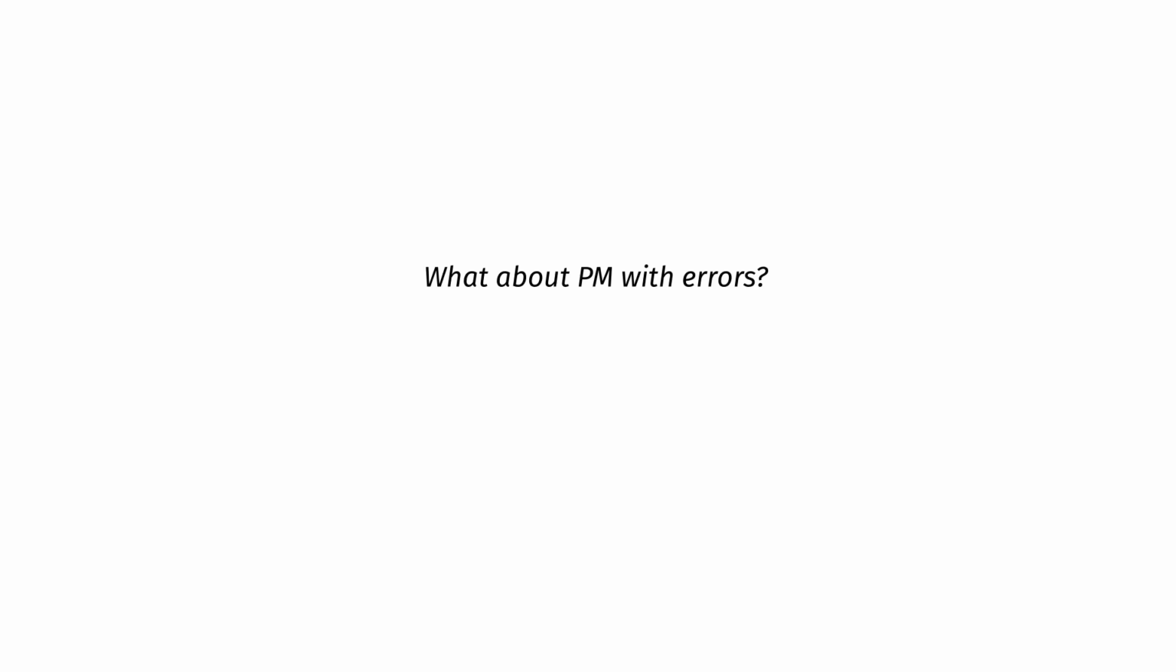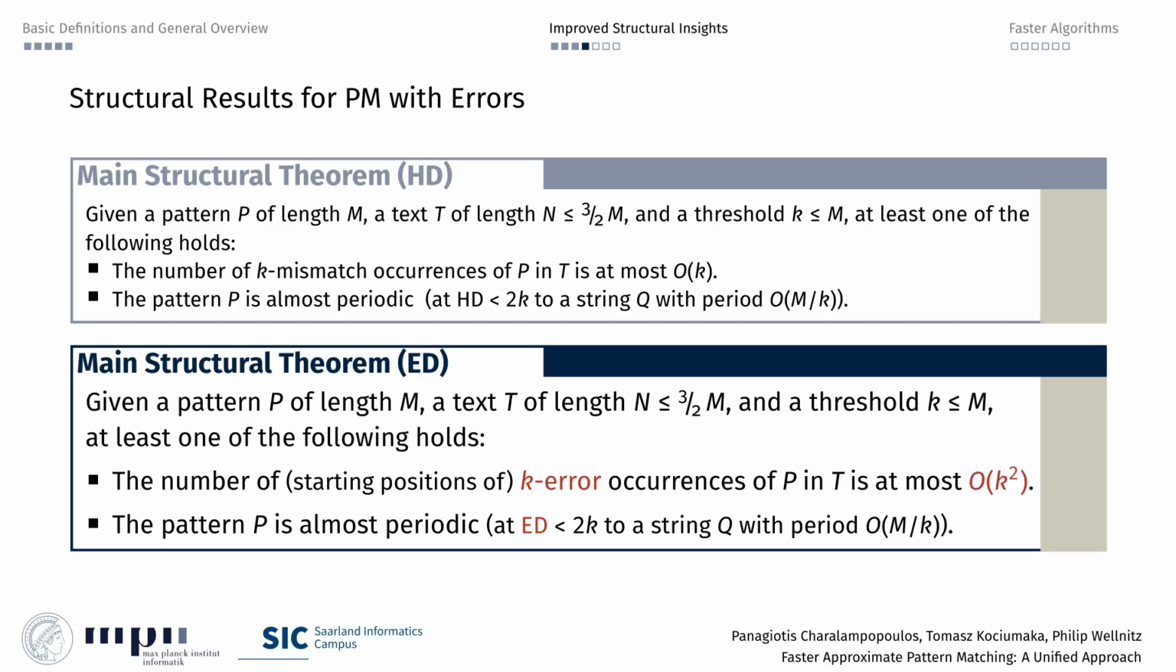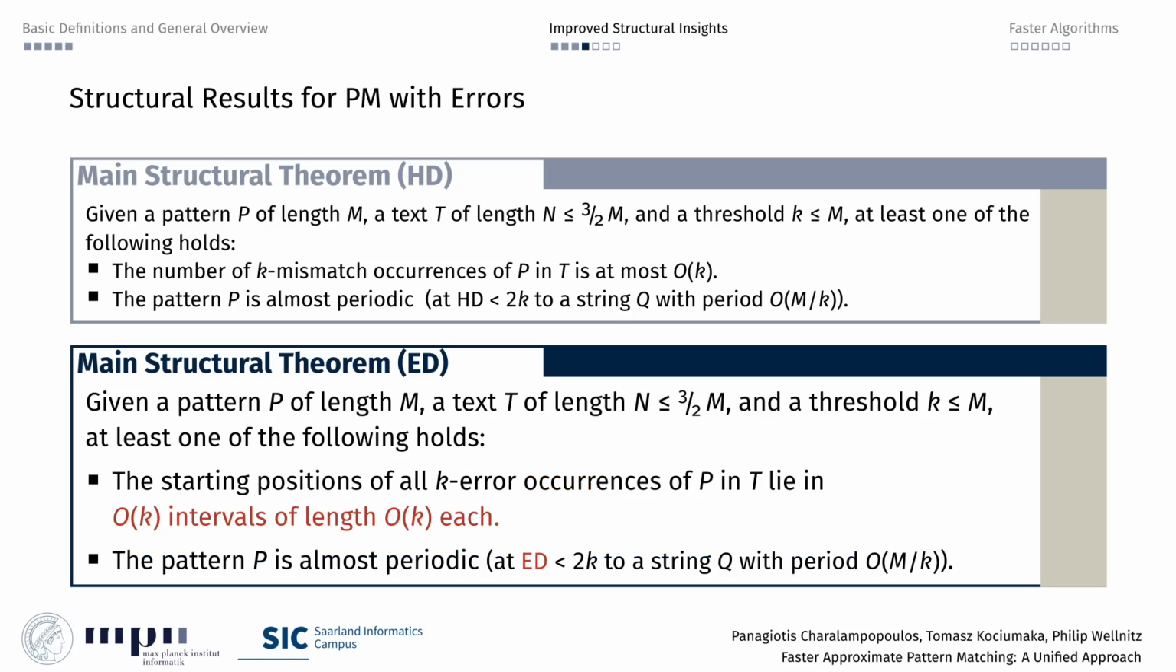Now, this was the structural insight for pattern matching with mismatches. What about pattern matching with errors? Here, we obtain a similar result. The only difference is that the bound in the non-periodic case becomes quadratic again. Now you may think that this is not optimal. But in fact, we proved the even stronger result that all k-error occurrences must lie in order of k intervals of size order of k each. And now there is an example showing that this result is tight as well. I will skip this example here though.